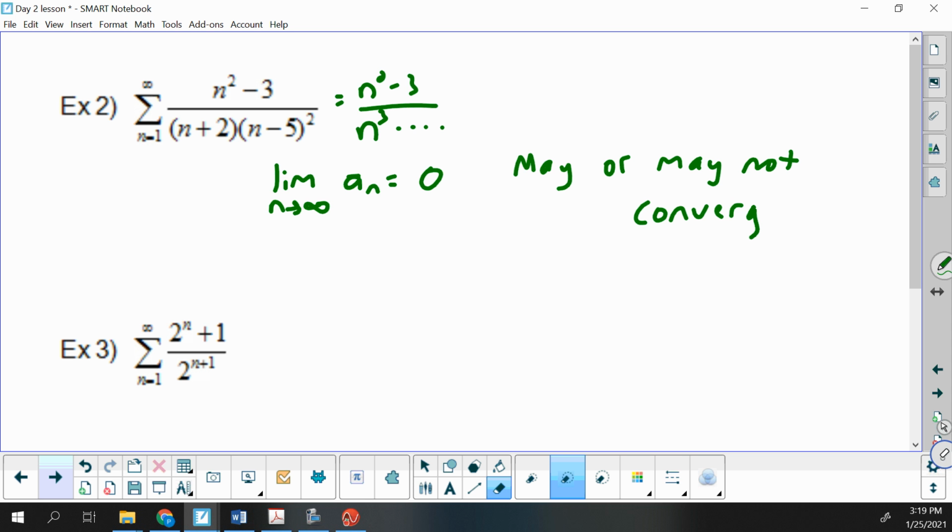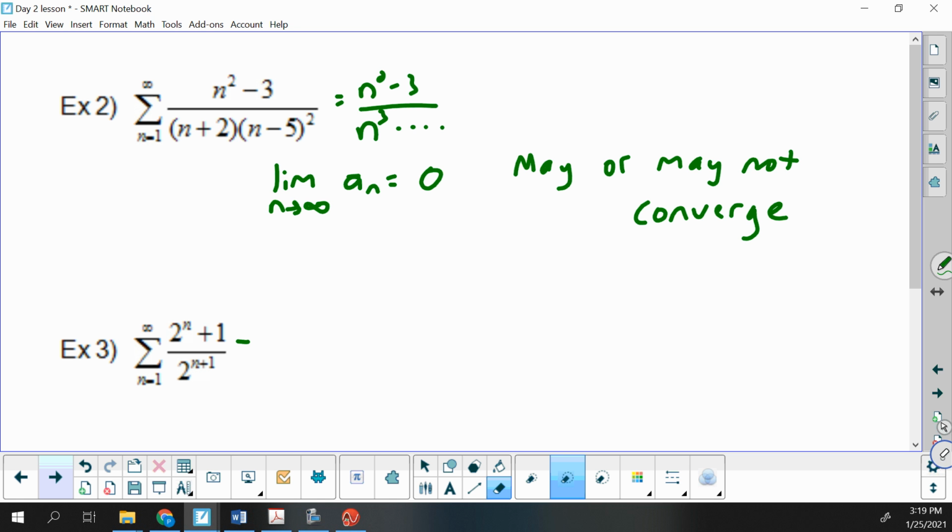Because the nth term test can only show divergence if the terms are not going to 0. So if the terms are not getting small, then you're guaranteed it diverges. But the nth term test can't be used to show convergence.